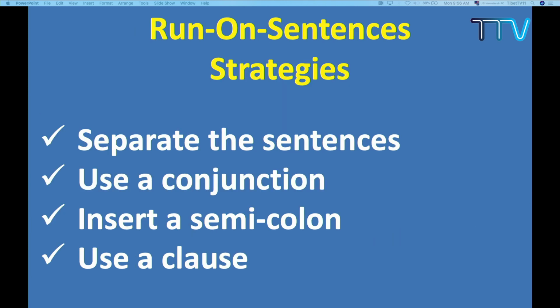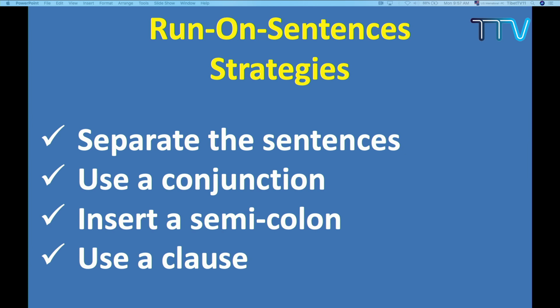So whenever we make such kind of error, what are the strategies? How can we correct it? The first one is by separating the sentences. First, we know that there are two sentences, so it's important for you to separate the sentences. The second one is to use a conjunction.